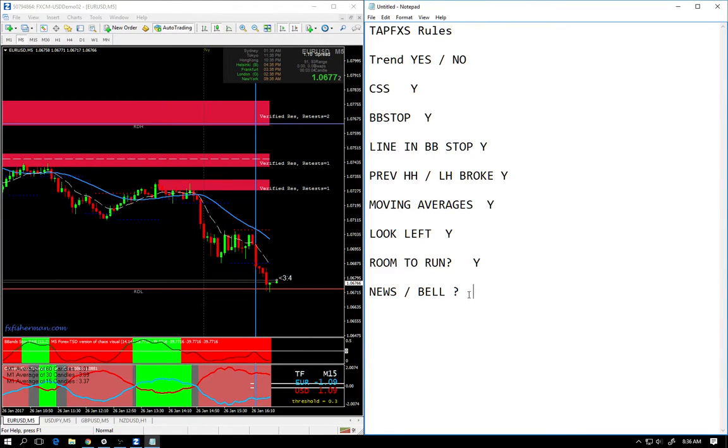Now here is the one thing. We're 5 minutes after the bell. So let's count back. 5, 10, 15, 20 minutes. This would have been a no. So actually, this would have been a pass because the bell was coming. But other than that, everything else lined up on this.